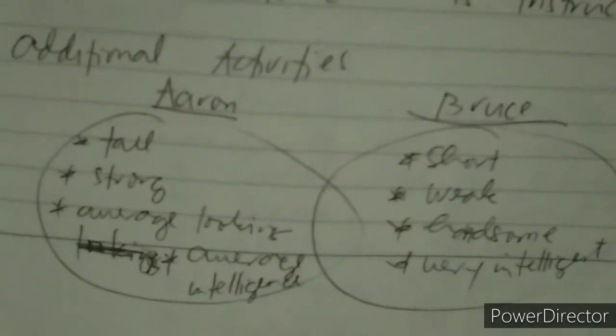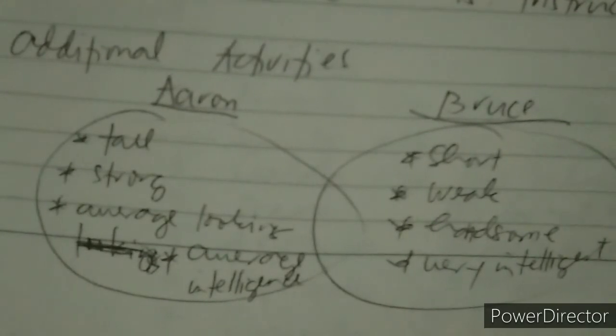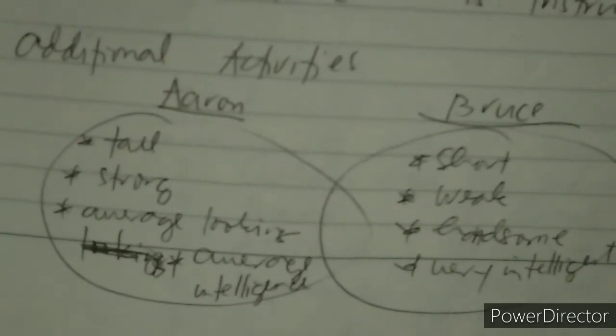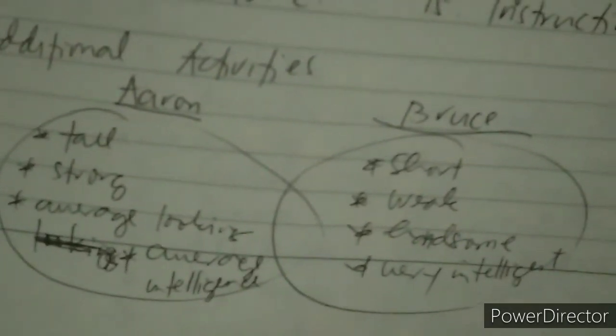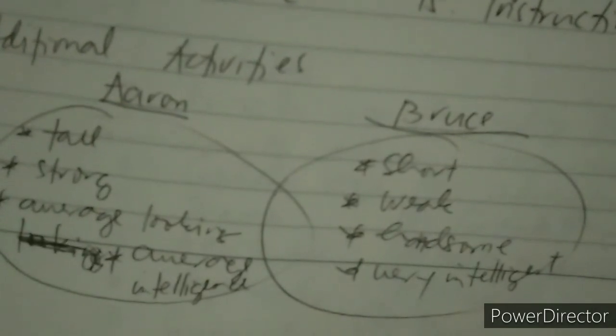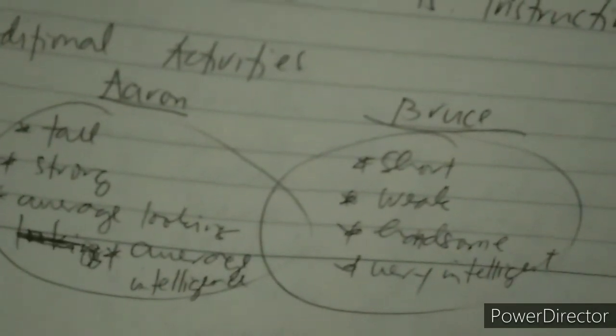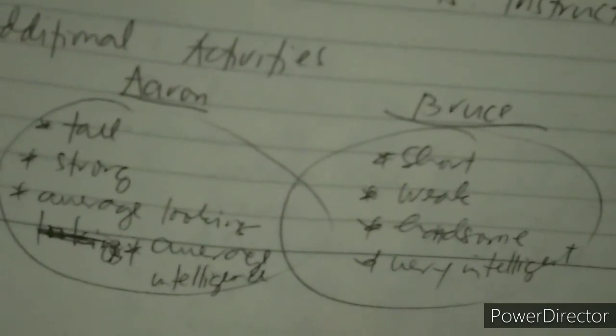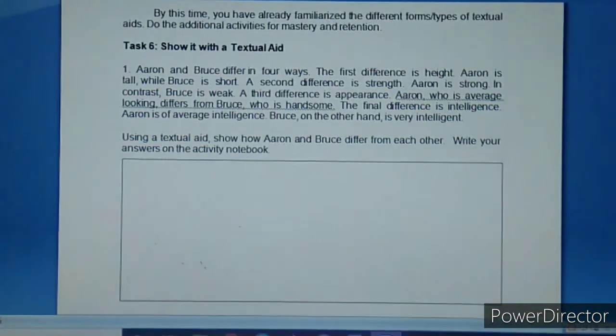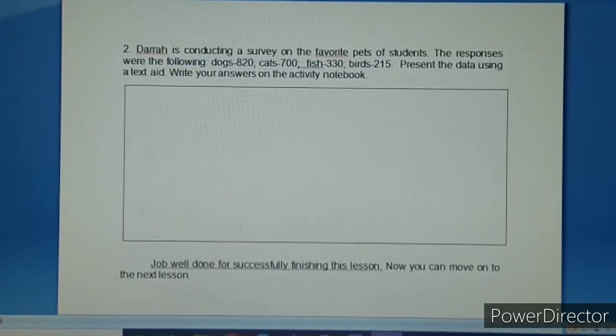So 2 circles, overlapping circles. So under Aaron, we have tall, strong, average looking, and average intelligence. While Bruce is short, weak, handsome, and very intelligent. Again, for task 6, you are going to use the Venn diagram to show how Aaron and Bruce differ from each other. So that's the correct answer for task 6. Now let's move on to number 2.